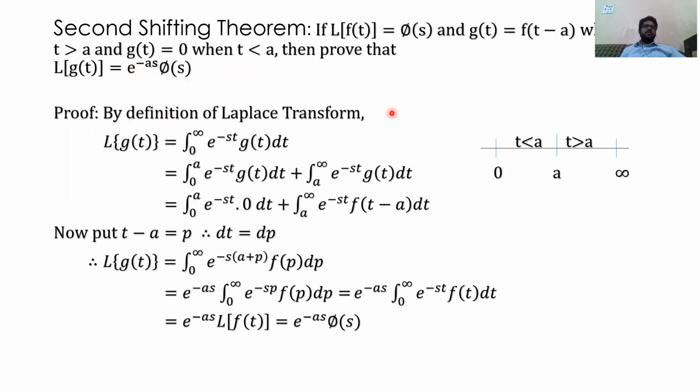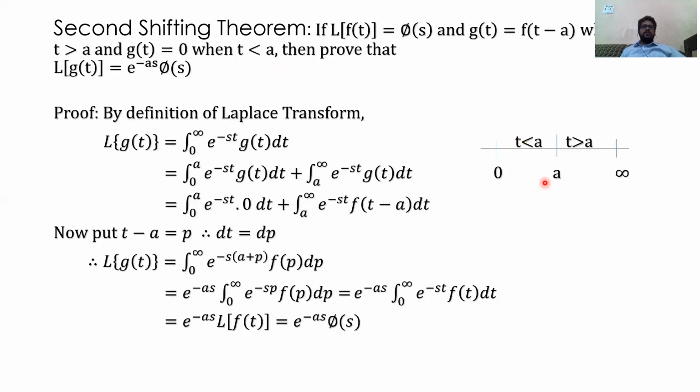By the definition of Laplace transform, L of g of t equals the integral from 0 to infinity of e raised to minus st g of t dt. This integral from 0 to infinity is divided into two parts: one is 0 to a and the second is a to infinity, because the function is given as g of t equals f of t minus a for t greater than a, and g of t equals 0 for t less than a.